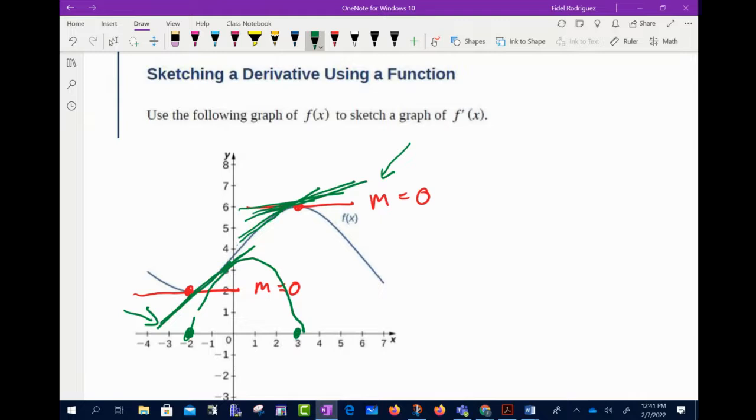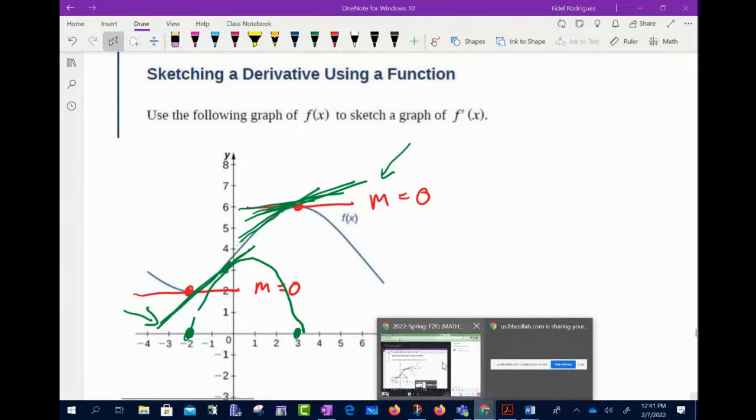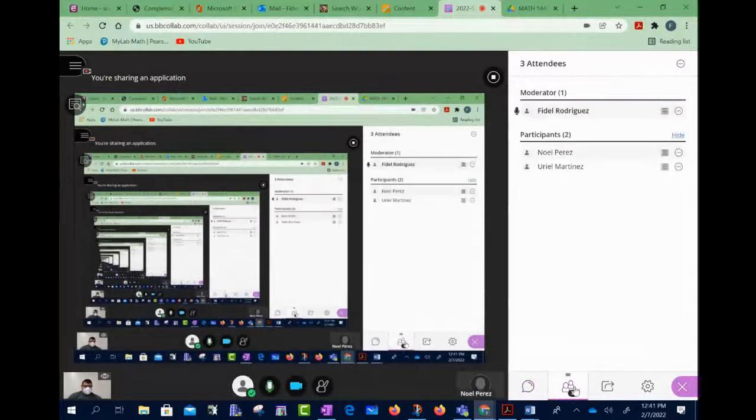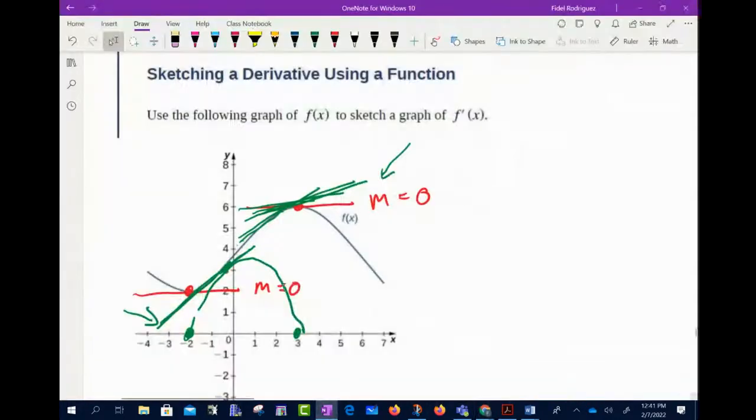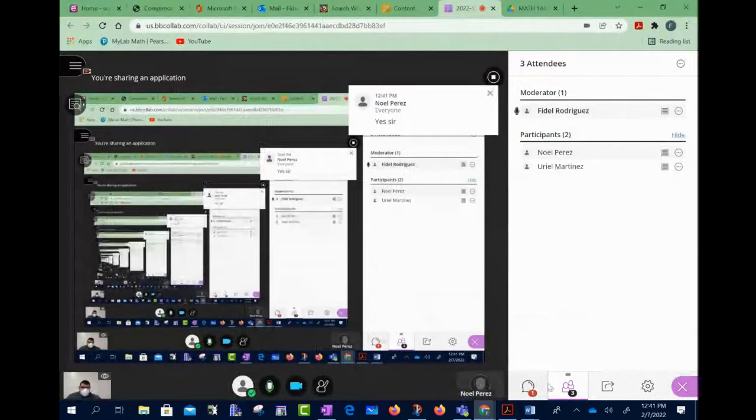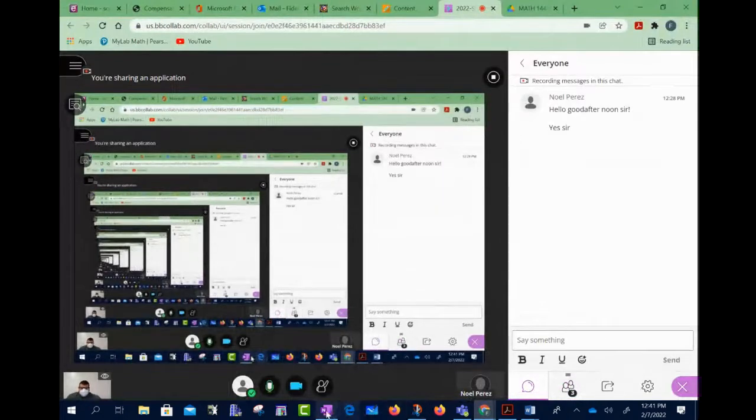Okay. Now, before I go on, are we cool on how I got that middle piece? I want to make sure that we're good on how I got the middle piece before I do anything else. Are we okay on how I got that green curve? If we're not, please tell me, guys. Anybody not understand how I got that middle piece? Those of you who are watching online, Noel and Uriel, are we good on how I got this middle piece right here? Okay, good. Just checking with you guys.